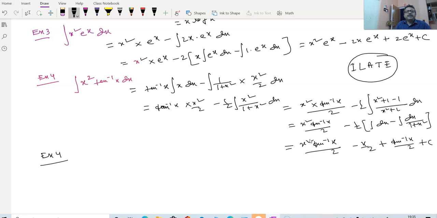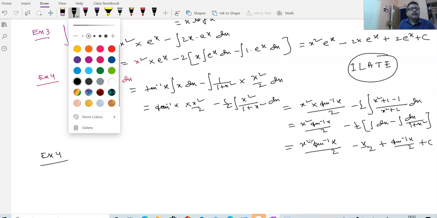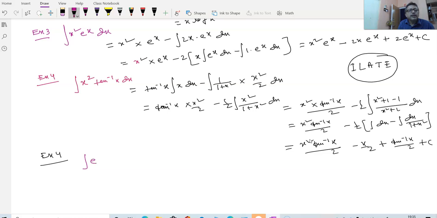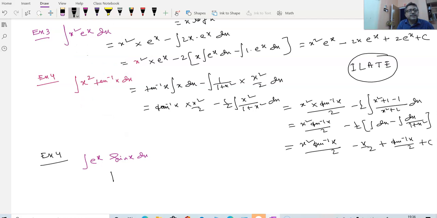Now suppose an integration is of this form, like e to the power x sin x. How will you do? Here the problem is none of the terms will reduce after differentiation. So if you want to use by parts, you will take, let I equal to this whole thing, use by parts twice.